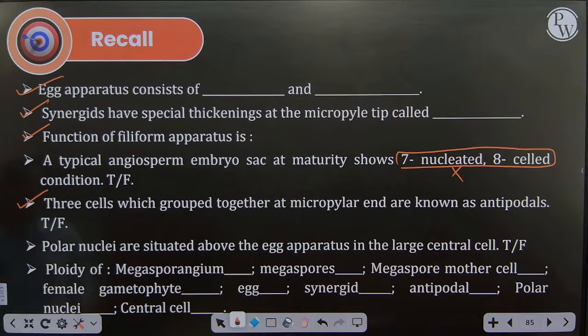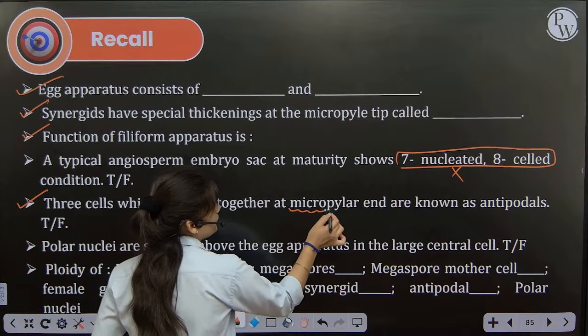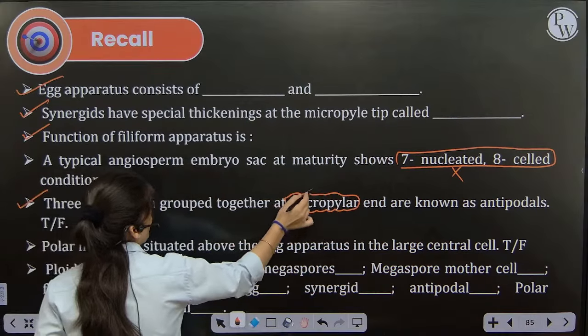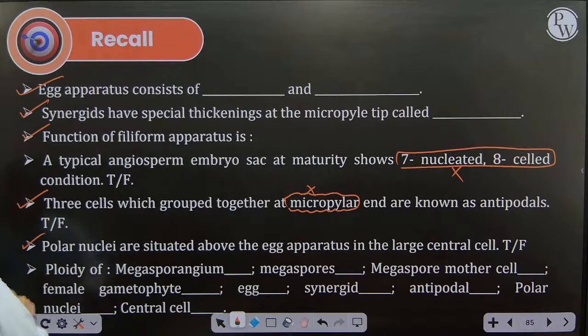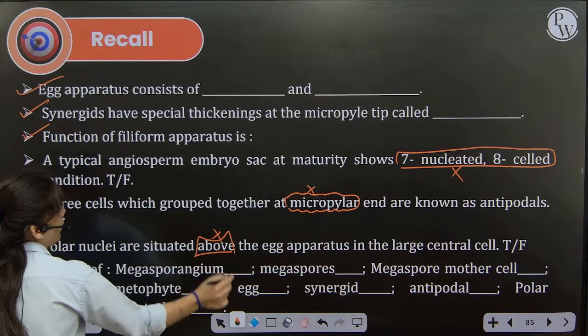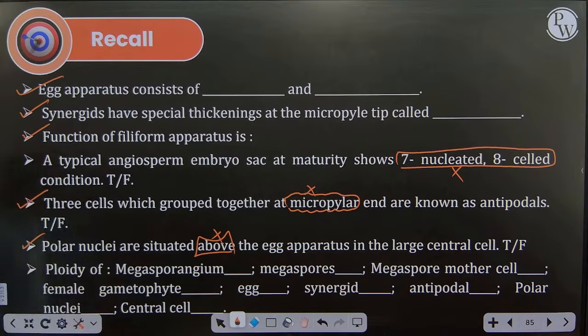3 cells which group together at micropylar end are known as antipodals. No, antipodals are present at chalazal end. This is incorrect. Polar nuclei are situated above the egg apparatus. Again, wrong statement. They are situated below the egg apparatus.